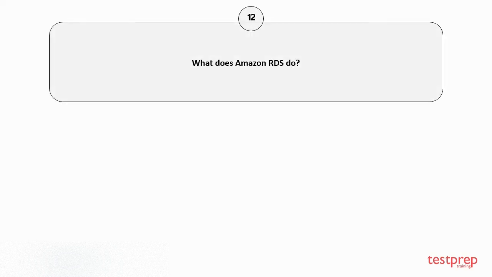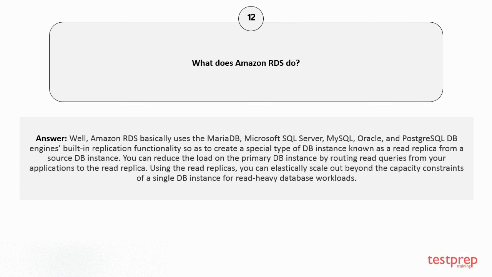Question number 12, what does Amazon RDS do? Your answer is, well, Amazon RDS basically uses the MariaDB, Microsoft SQL Server, MySQL, Oracle, and PostgreSQL DB engines' built-in replication functionality so as to create a special type of DB instance known as a read replica from a source DB instance. You can reduce the load on the primary DB instance by routing read queries from your applications to the read replica. Using the read replicas, you can elastically scale out beyond the capacity constraints of a single DB instance for read-heavy database workloads.